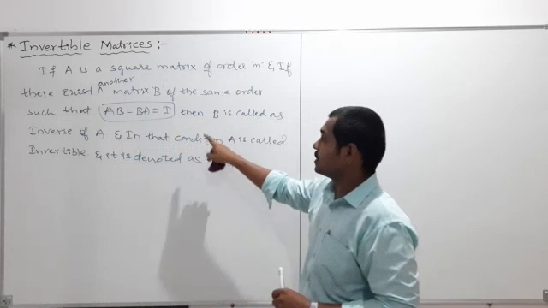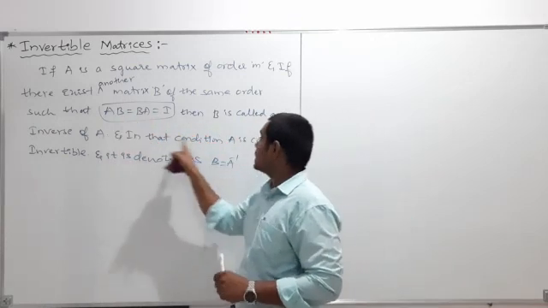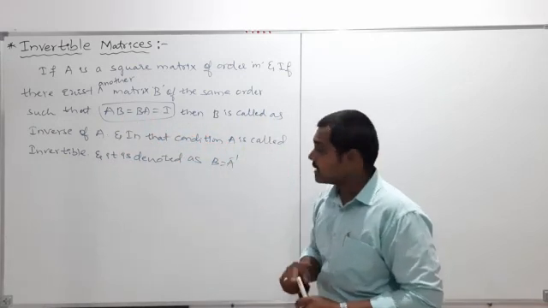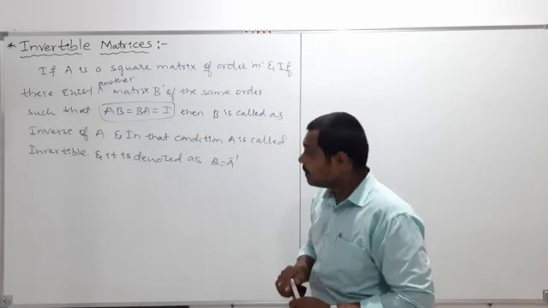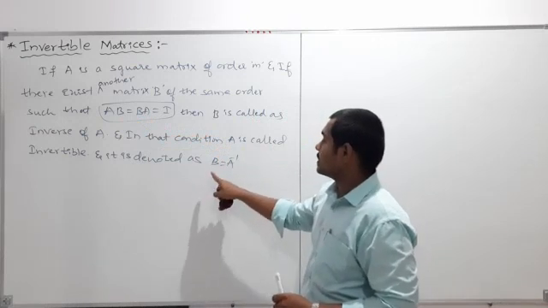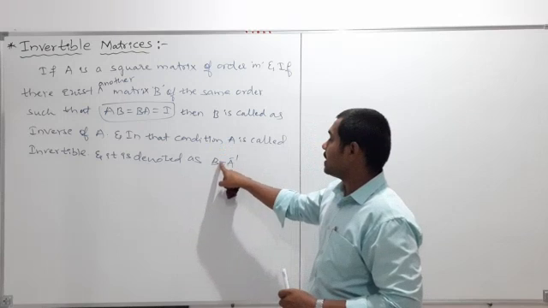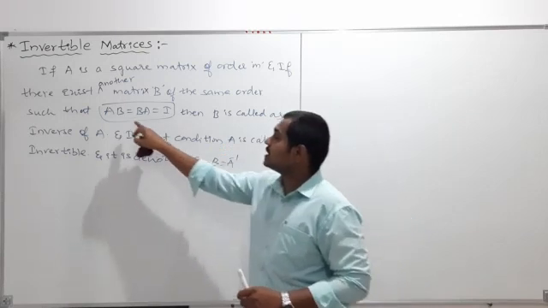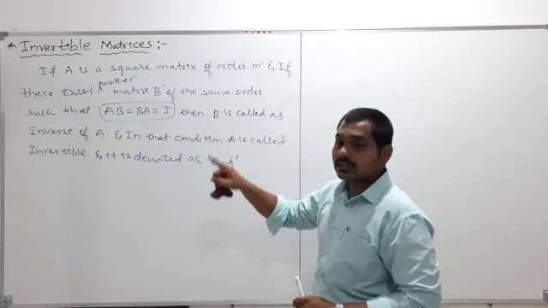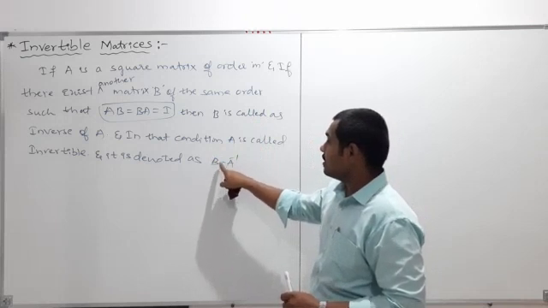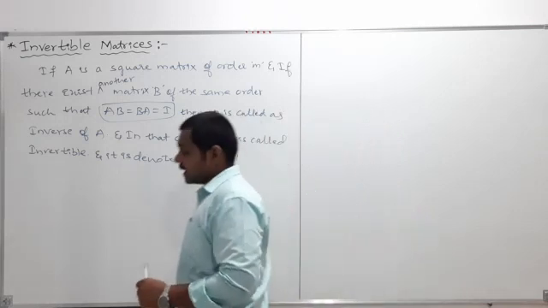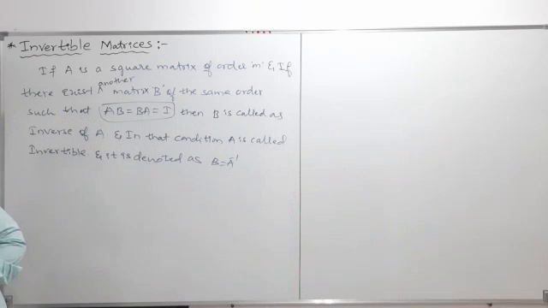And in this condition, my dear students, A is called invertible, and the inverse is denoted by B is equal to A inverse. B is called the inverse of A, and generally we denote it as B is equal to A inverse. Clear? I hope you understood.